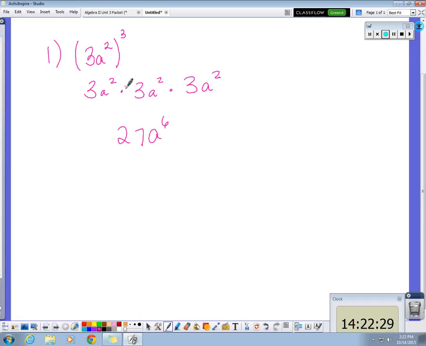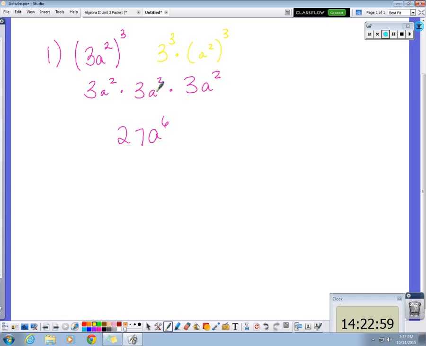Remember, when you multiply variables, you add the exponents. Okay, but look, since all of this is cubed, I could have written this as 3 cubed times a squared cubed, right? Have you ever heard of a power to a power? You know how exponents are also called the power, like the power of 2, the power of 3? Anytime you have a power raised to another power, the rule is you multiply those. 2 times 3 is 6.